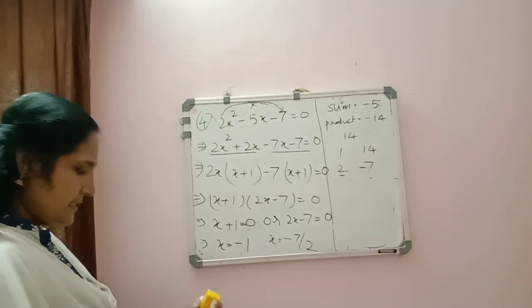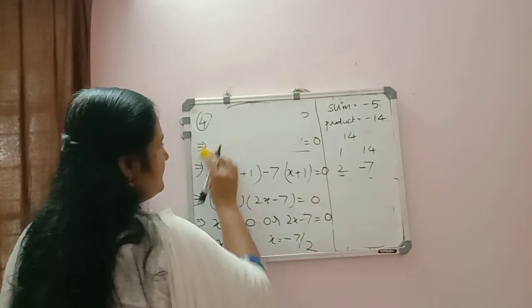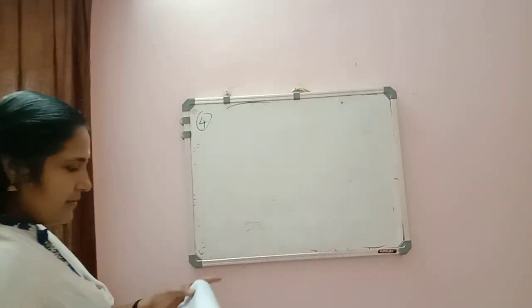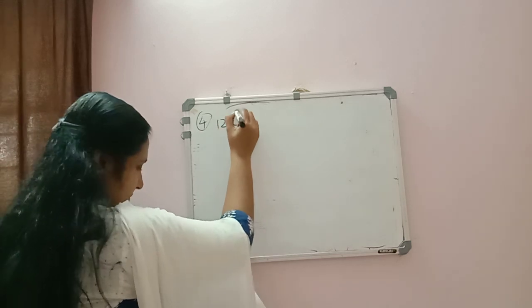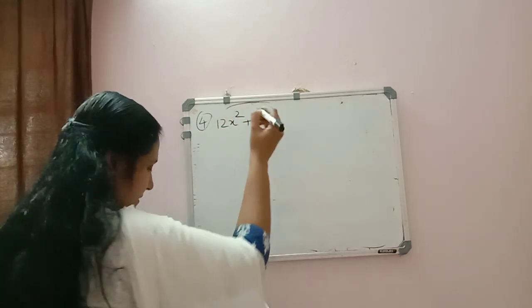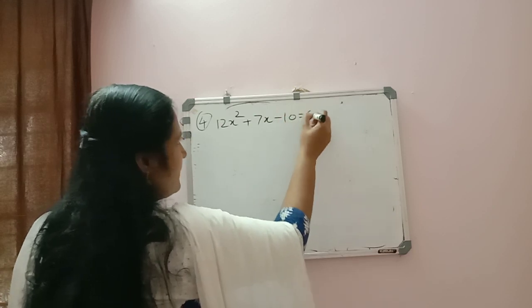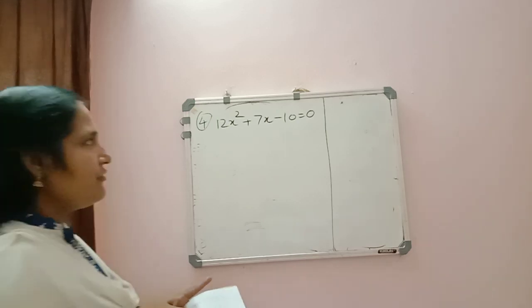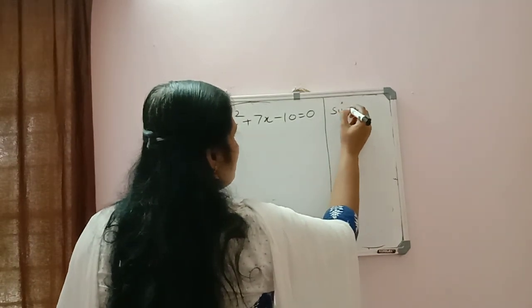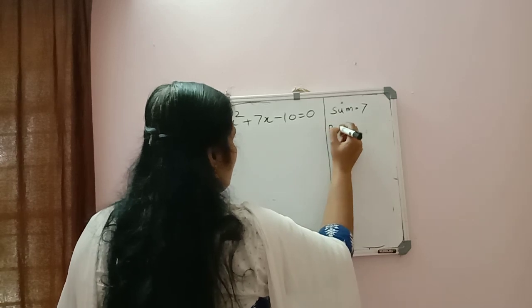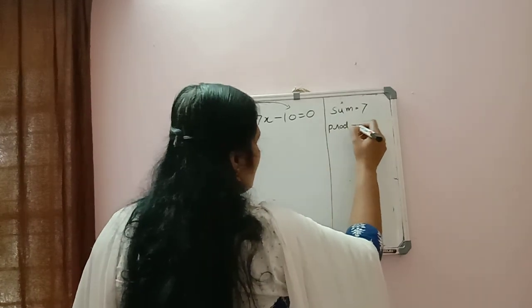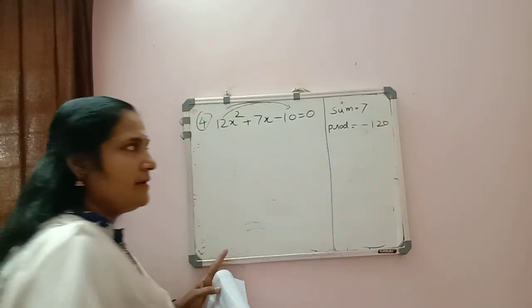Hope all are following this. Now we will discuss the next example. I am discussing so many examples so that the method should be clear to you. Next is 12x square plus 7x minus 10 equal to 0. We have to find two numbers whose sum should be equal to 7 and product should be equal to 12 into minus 10, that is equal to minus 120.